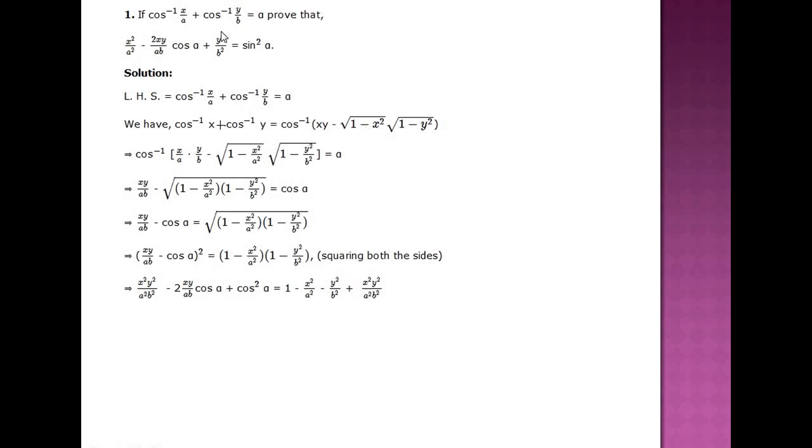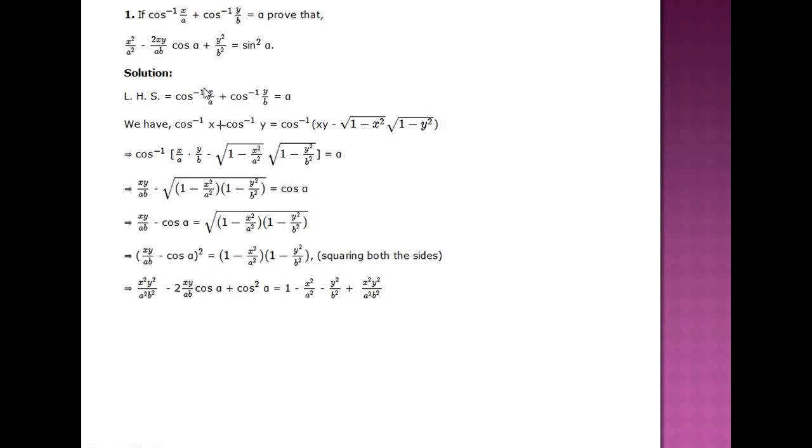Let us take a quick example to use this. If cos inverse of x by a plus cos inverse of y by b equals alpha, then prove this type of thing, right? So what is your LHS? Cos inverse of x by a plus cos inverse of y by b. I am supposed to prove this, so I am using the formula cos inverse of x plus cos inverse of y equals cos inverse of xy minus under root 1 minus x square under root 1 minus y square, whatever formula I taught you. So replace your x by x by a, replace your y by y by b.